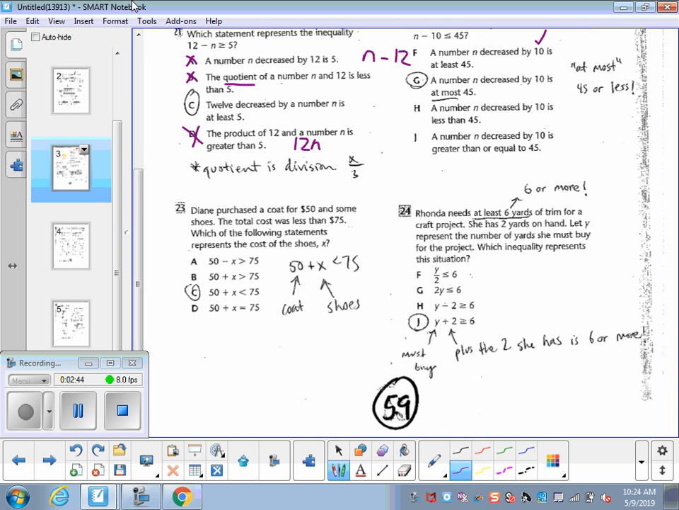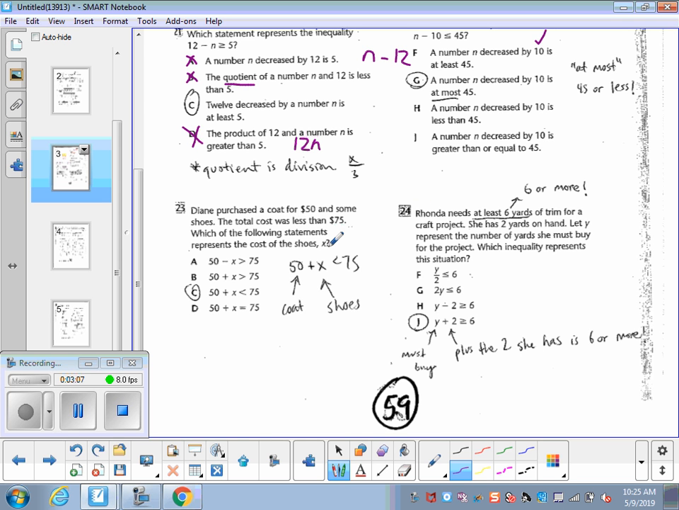For number 23, Diane purchased a coat for $50 and some shoes. The total cost was less than $75. Which of the following represents the cost of the shoes? So here she is getting her coat plus the price of the shoes, and it says that the total cost was less than $75. So answer choice C matches that inequality.